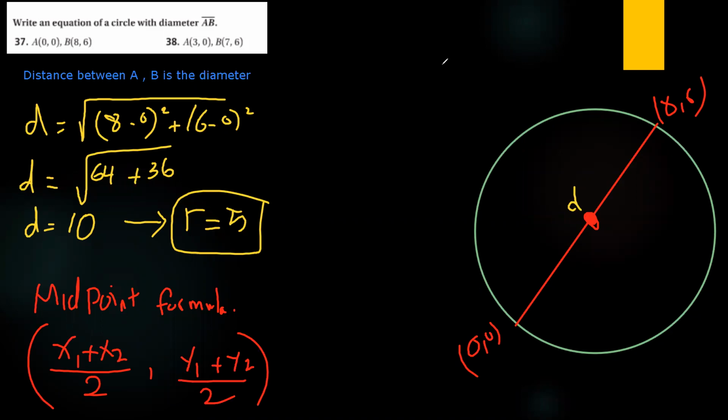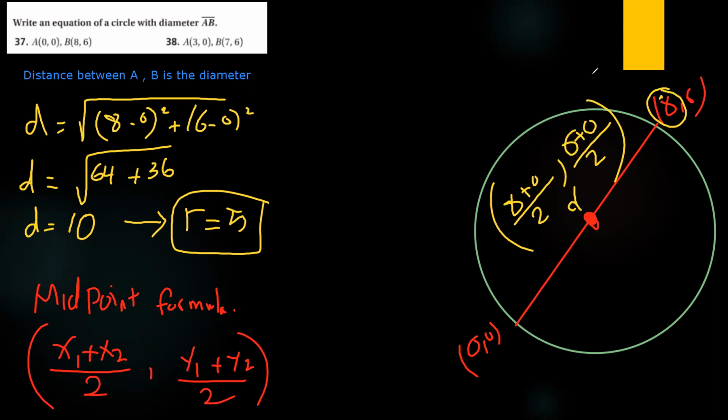Did you remember it? Yes. Where's x1? This is 8, plus 0 over 2, and 6 plus 0 over 2. So 8 over 2 is 4, 3. So the center here is 4, 3. Okay, so to find the center, use the midpoint formula, and to find the radius, use the distance formula.